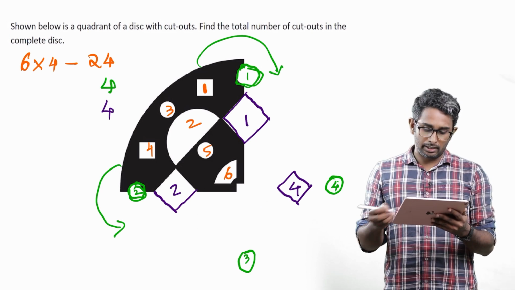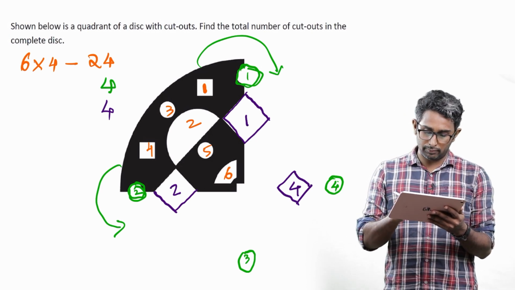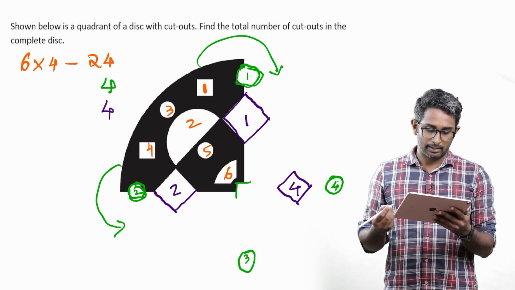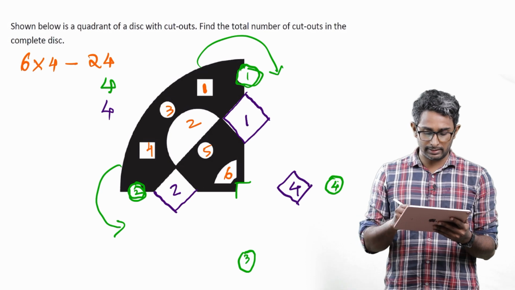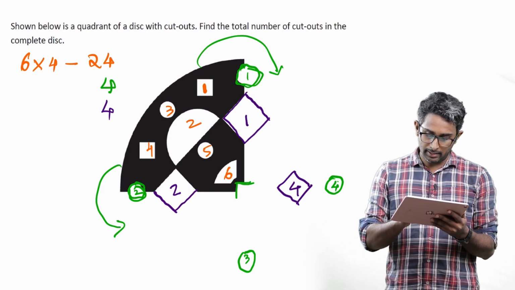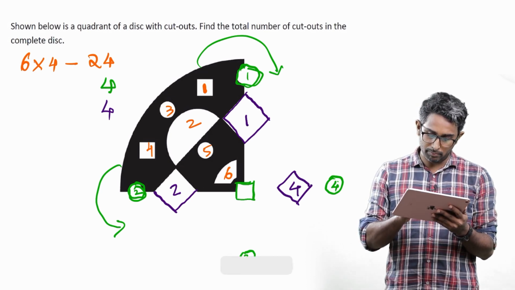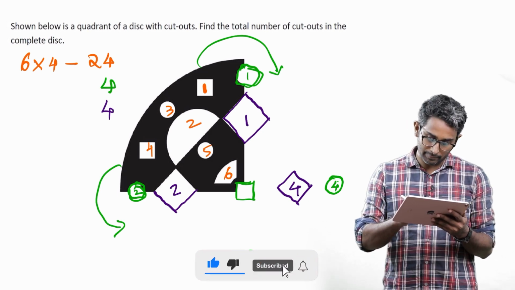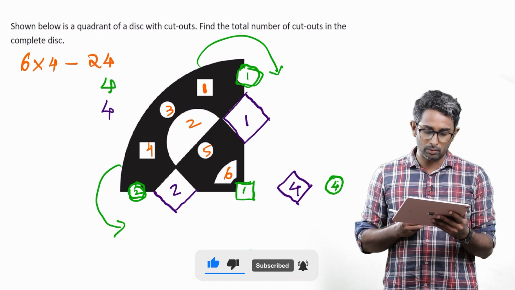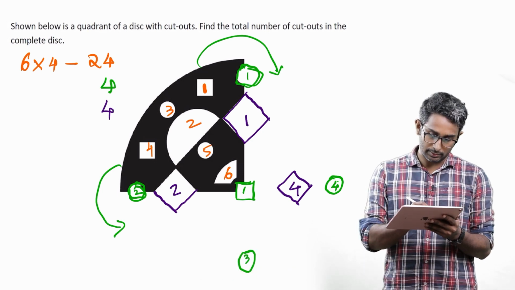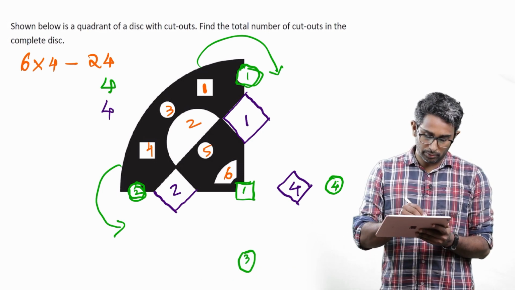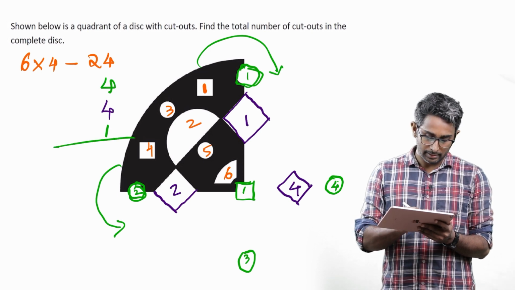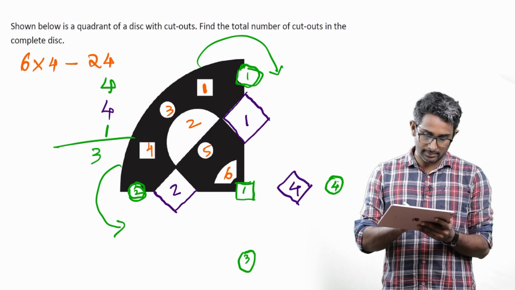Finally, if you observe the image very carefully, there is an L shape present here. If you complete the whole circle with this quadrant, there will be a common square shape formed because of that L shape. So this is the final cutout that can be found from this. The total number would be 24 plus 4 plus 1, the common square. The total number would be 33 cutouts.